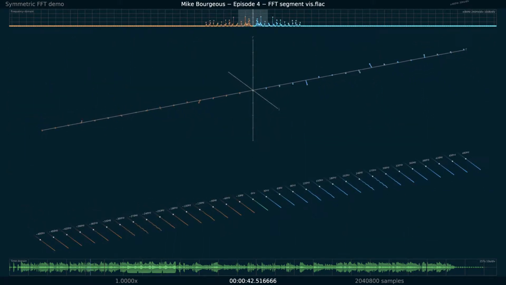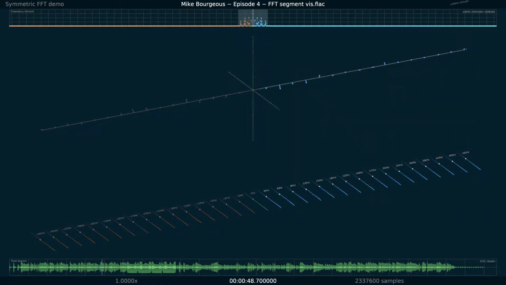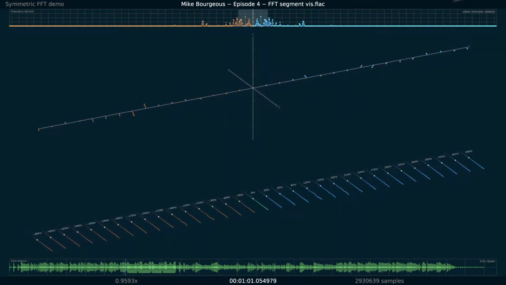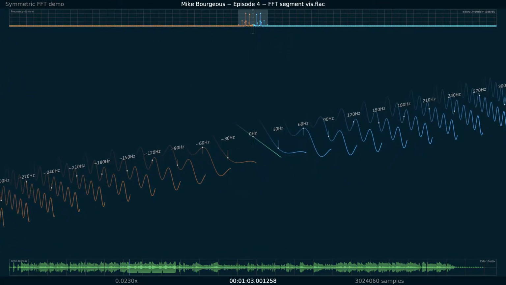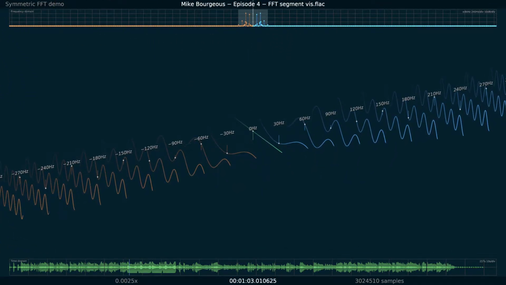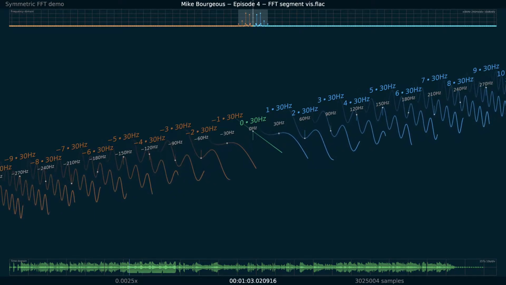So once again, for sound waves, the FFT gives us a discrete, finite list of sine waves that make up the sound. There are positive frequencies on the right and negative frequencies on the left. In the middle is the zero frequency, sometimes called the DC or direct current component. Let's slow this down and take a closer look. All frequencies in an FFT are integer multiples of some base frequency.